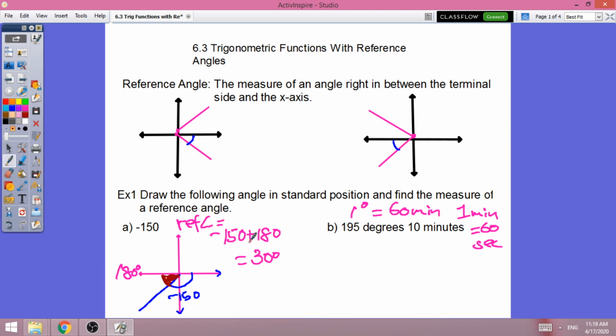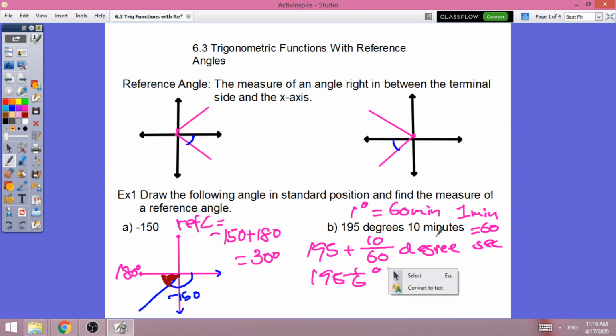So for 195 degrees 10 minutes, let's convert everything to degrees first: 195 plus 10 over 60 degrees. 10 over 60 is 1/6, so that's 195 and 1/6 degrees.